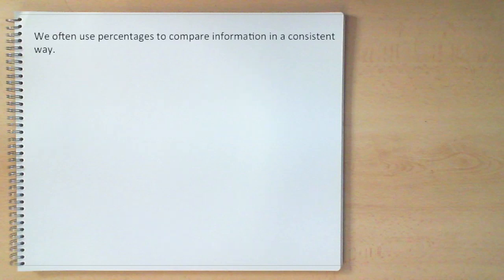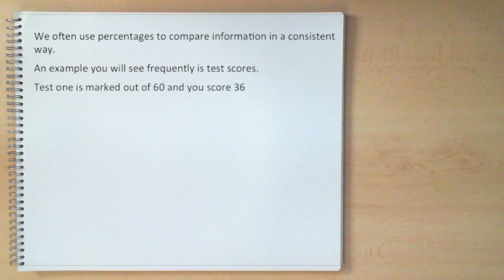Let's look at another example. We often want to use percentages, as we did at the start there, to compare information in a consistent way. An example you'll frequently see of this, particularly in schools, is comparing test scores with each other. So let's say that you've done two tests. Test 1 is marked out of 60 and you got 36. Test 2 is marked out of 80 and you scored 45. On which test did you do better? It's not easily obvious there, is it?